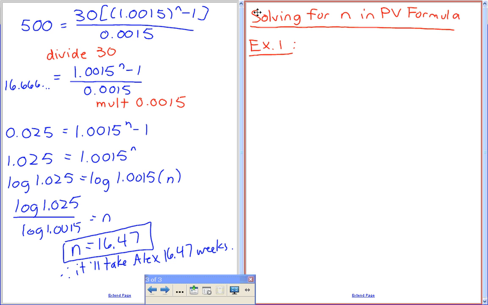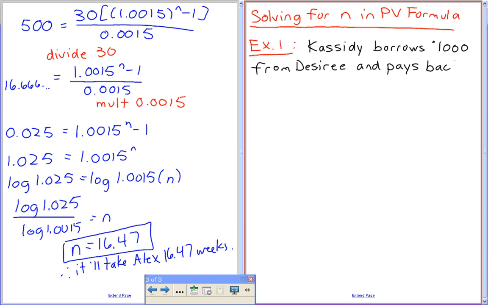Example 1 is going to say, Cassidy borrows, we'll say $1,000 from Desiree, because she bet that they weren't going to be in this question, so this is the borrowing. Okay, and pays back $3 per day at 3.65% interest, compounded daily.